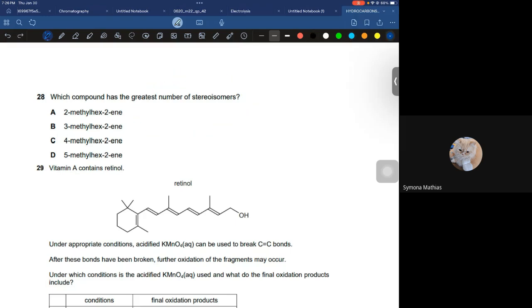I'm drawing the first structure. You can see this. Okay, this is hex-2-ene, right? 1, 2, 3, then 4, then 5, and then 6. Hex-2-ene and 2-methyl. This is the structure for this compound. Okay, so can anyone tell me, is there any chiral center in this? Yes or no? Is there any chiral center? No. Exactly. There is no chiral center.